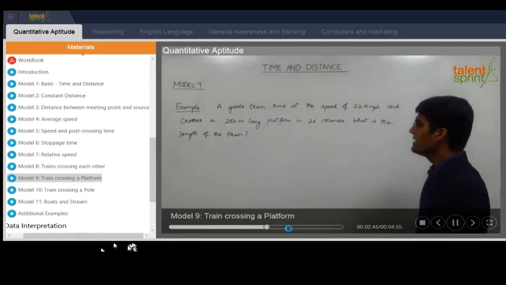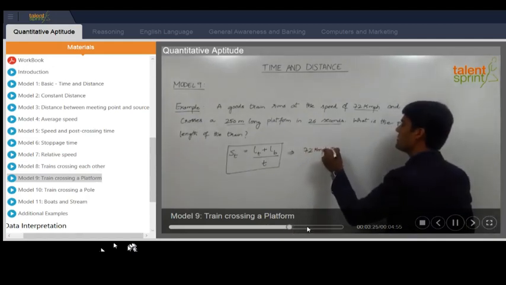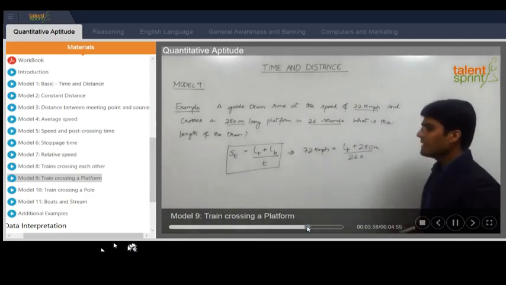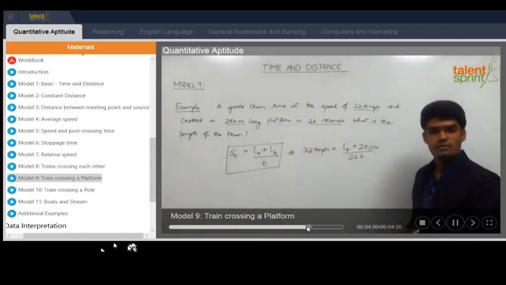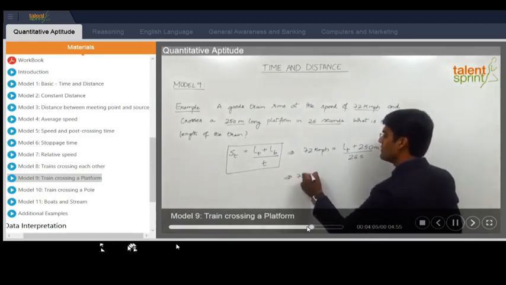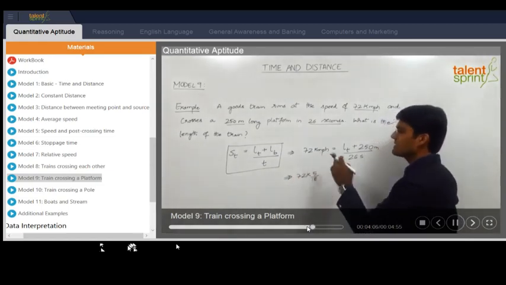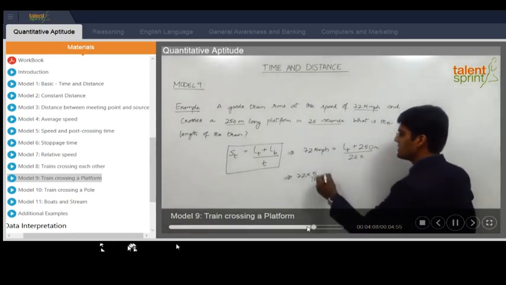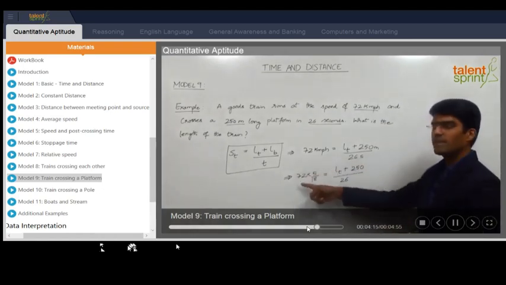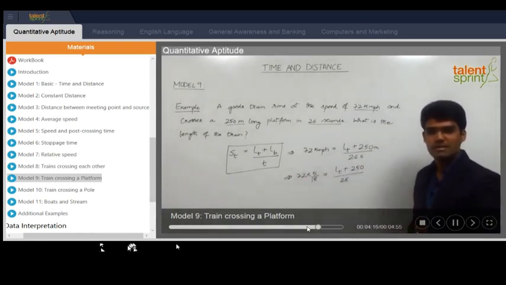So as you can see here, 72 kilometers per hour should be equal to the length of the train plus 250 divided by 26. First we need to balance the units. So for that, we can convert this kilometers per hour to meters per second. So this can be taken as 72 into 5 by 18. So now this is in meters per second, which is equal to the length of the train plus 250 divided by 26. So the equation now is completely balanced into meters per second.